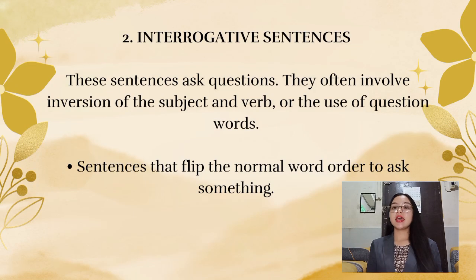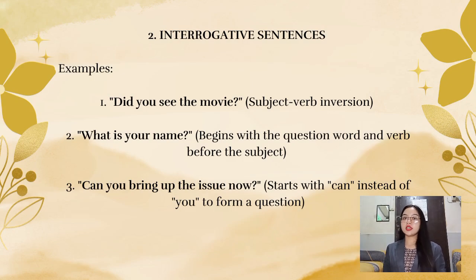Second is, let's define the interrogative sentences. Interrogative sentences ask questions. They typically use one or several structures to signal a question. Example 1, did you see the movie? Subject-verb inversion. Number 2, what is your name? It begins with the question word and verb before the subject. Example 3, can you bring up the issue now? This example starts with can instead of you to form a question.